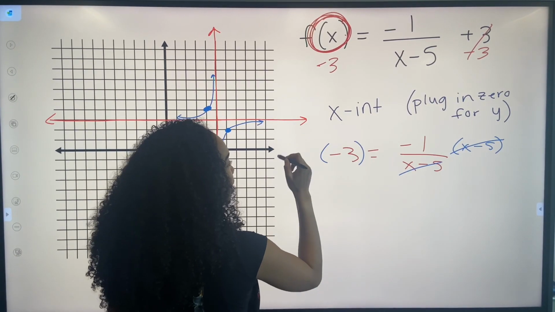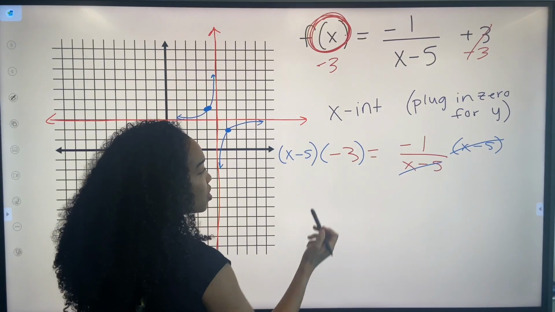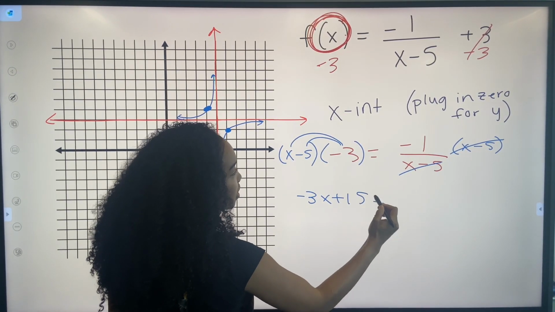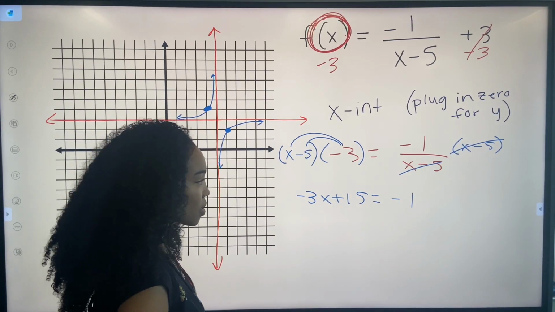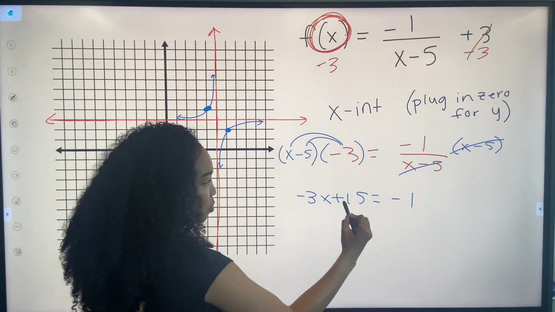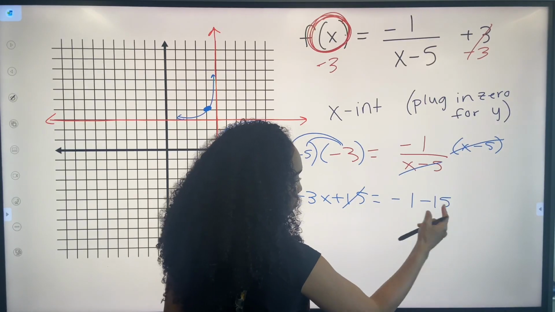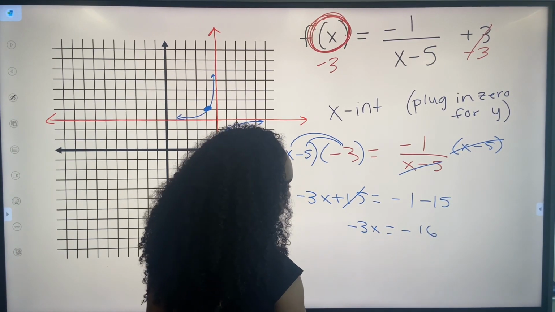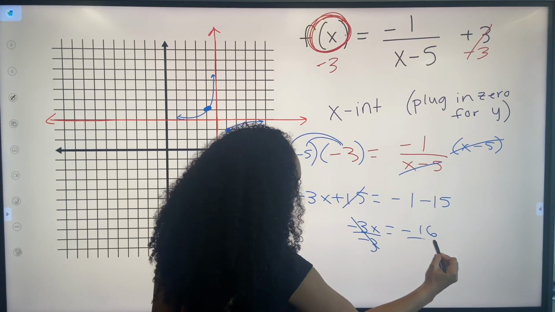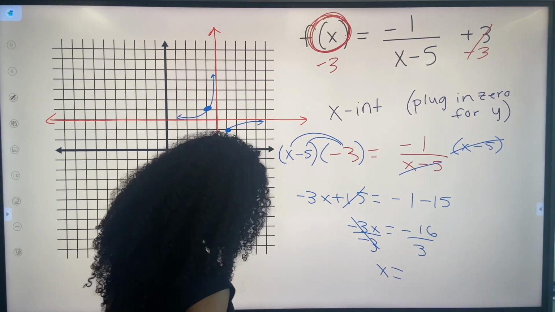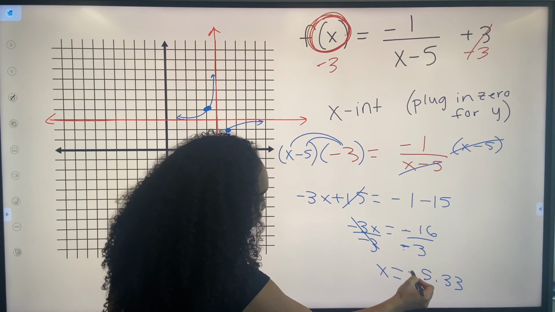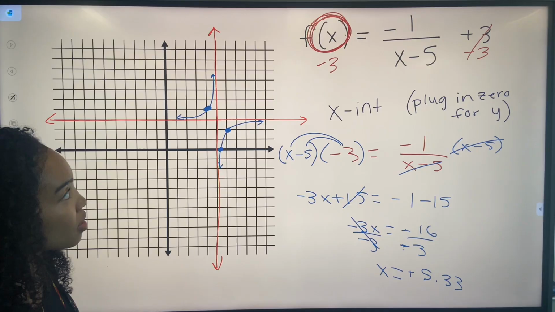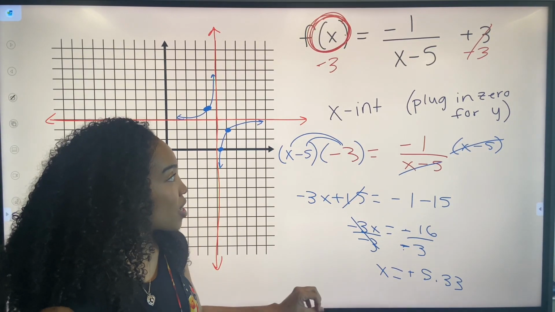And multiply this side by x minus 5. So this will be -3x plus 15 equals -1. And now we're solving for x. So move this 15 to the other side, making it a -15. So you get -3x is equal to -16. Then divide both sides by -3. So x equals, so a negative over negative is positive. So it'll be right where I have it, positive 5.33. Okay, so that's how you find the x-intercept.